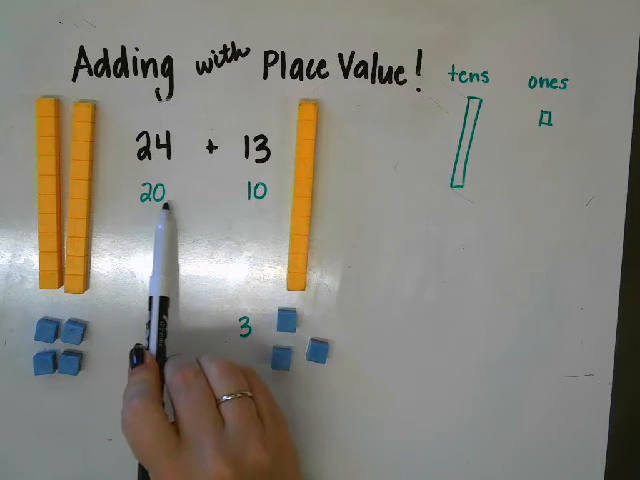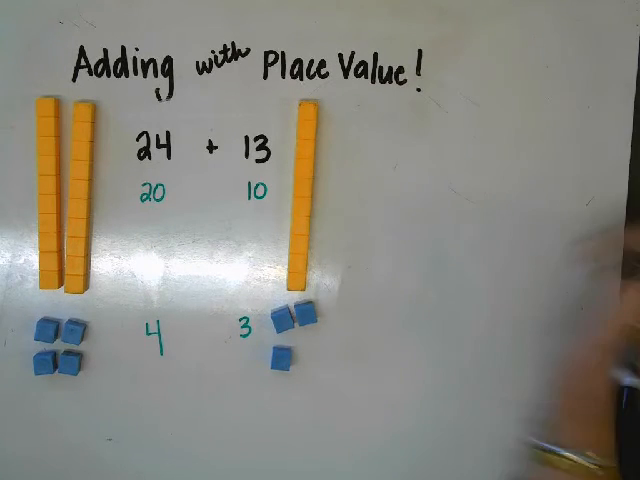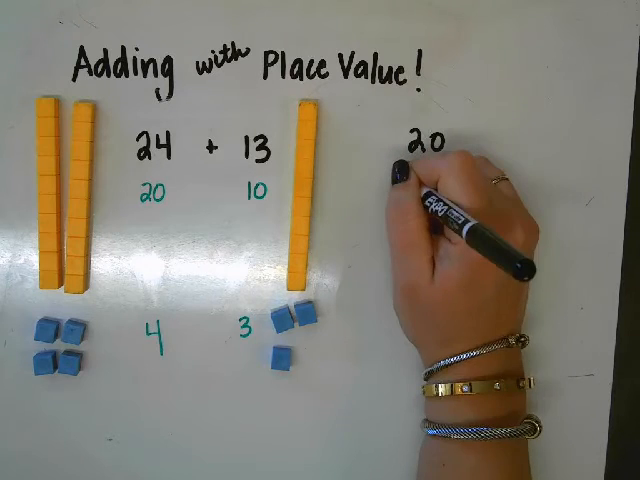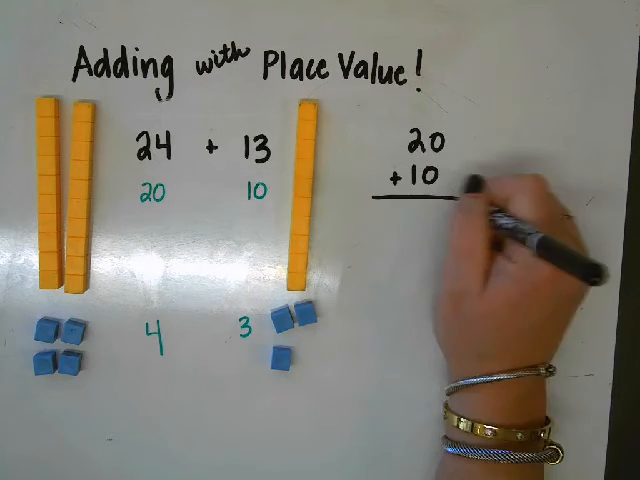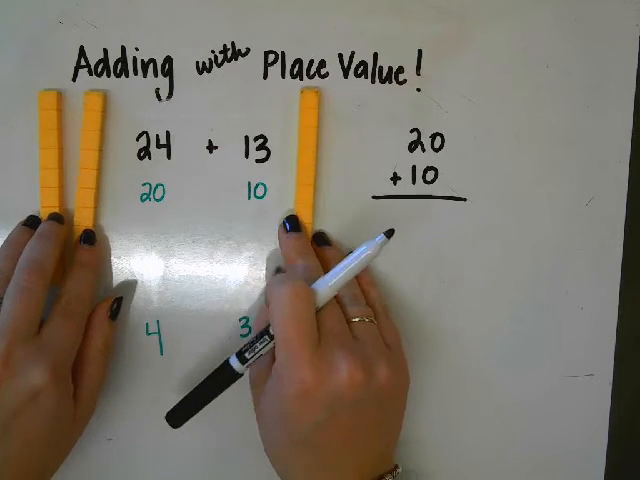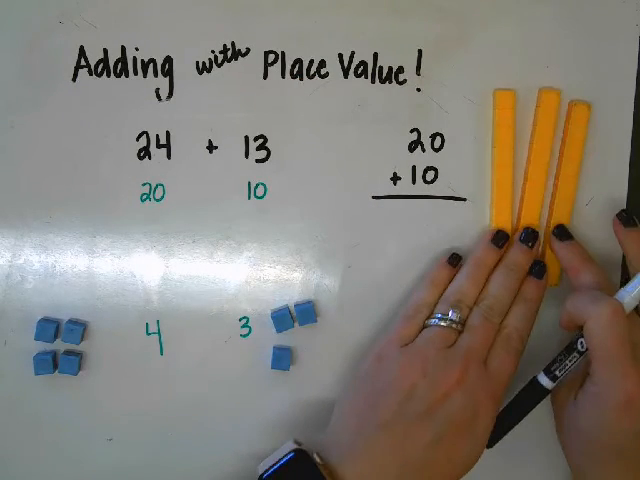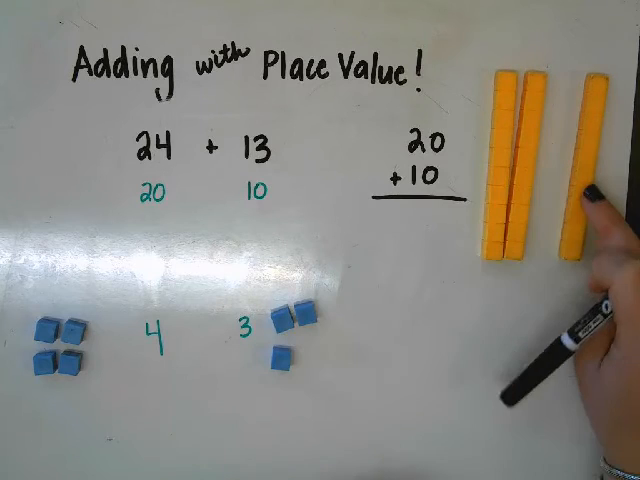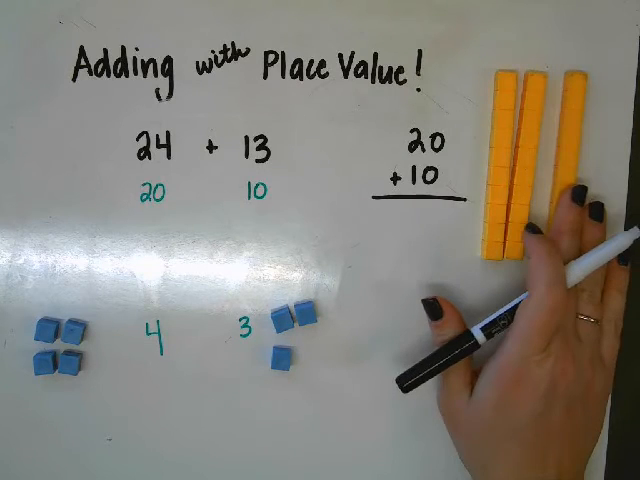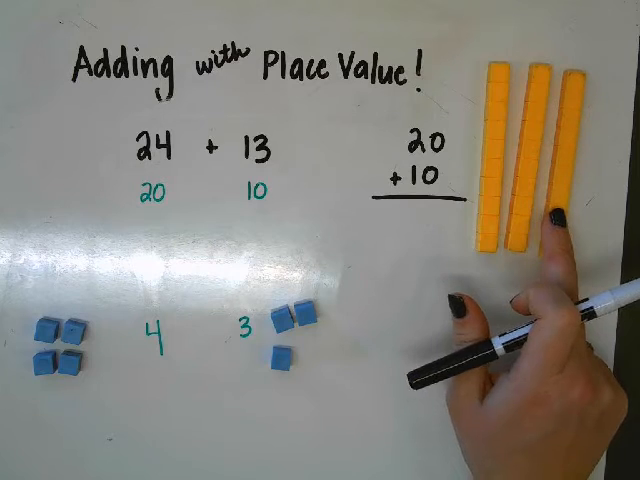So let me add my tens, 20 plus 10. If I do 20 plus 10, let's see what that gives me. Adding, remember, means taking things and putting them together. So if I add my 20 and my 10 and I put them together, I end up with 10, 20, 30.